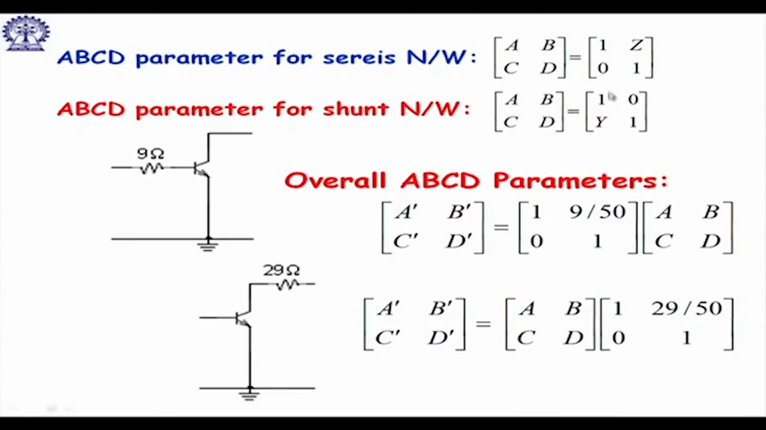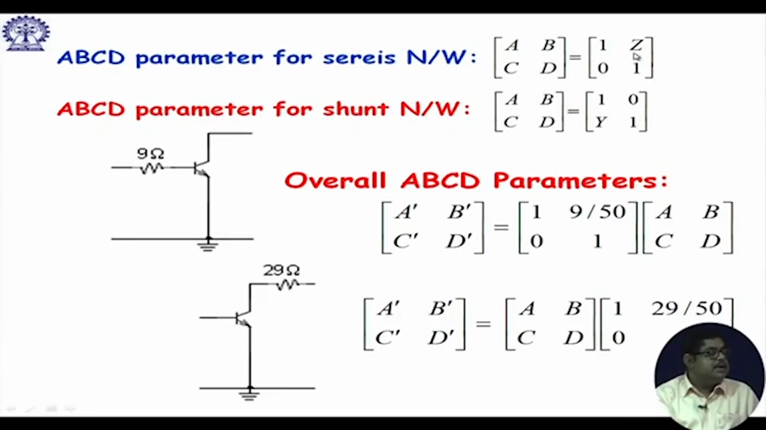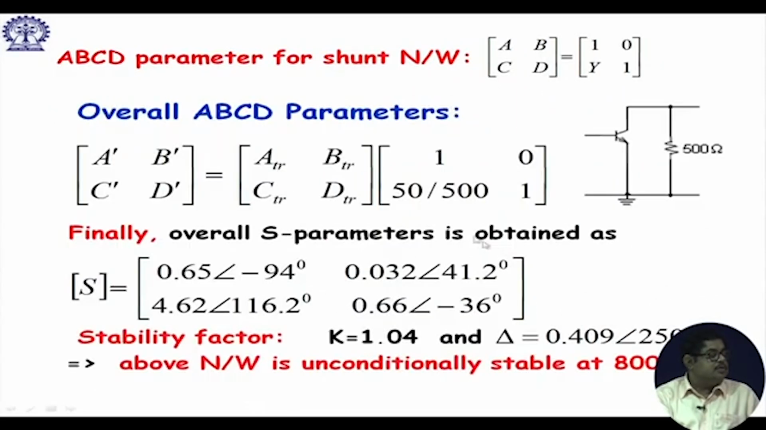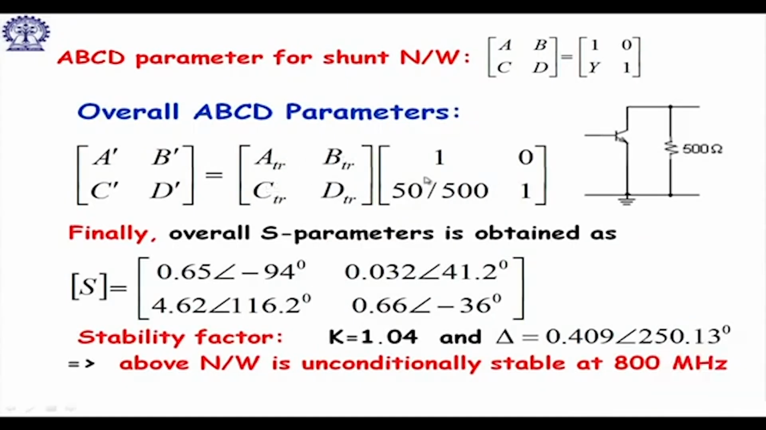So, when I have a series Z, I know this is the ABCD parameter. So, overall ABCD parameter in that case will be this. Similarly, for the shunt one I will have this, and then in shunt with that I have this. So, overall ABCD parameters come out to be this. These are the transistor ABCD values, and then after doing this multiplication, I can reconvert it to the overall S parameter. Overall S parameter is this.